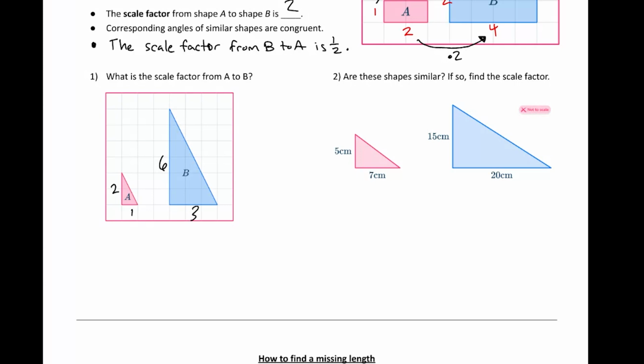2 times 3 is 6. So that would be the scale factor. We can also use that to determine whether or not these shapes are similar at all. If there wasn't a consistent scale factor, like let's say the larger shape was a 3 by 5 or something like that, then they would not be considered similar. That scale factor has to be consistent for all the different side lengths.